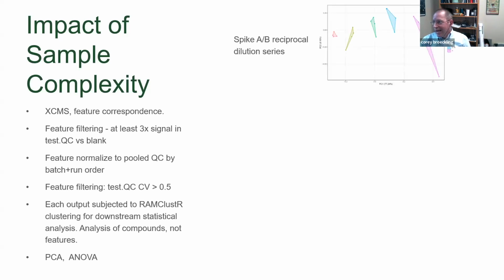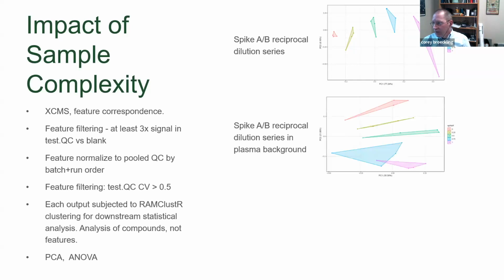And so if you look at the PCA for our reciprocal dilution series, you can see nice separation. I apologize for the small font, but we're going from the spike A concentration of 0 on the left to 1 on the right, 100% on the right. And we see a nice trend left to right on PC1, which is exactly what we hope to see if everything's working well.